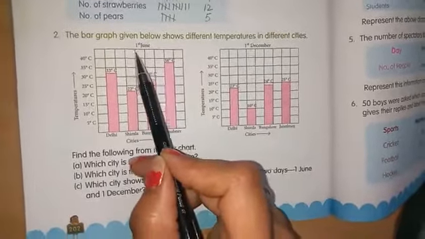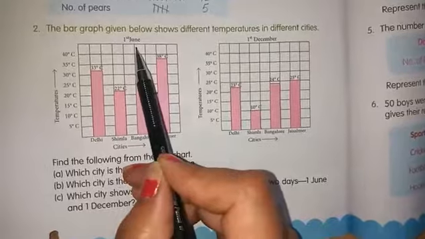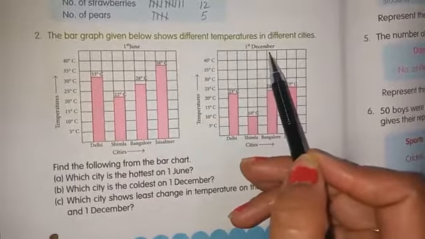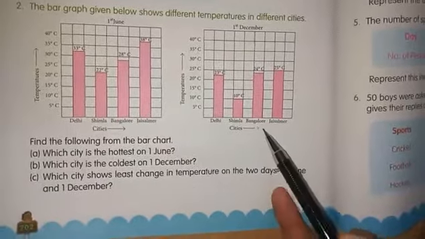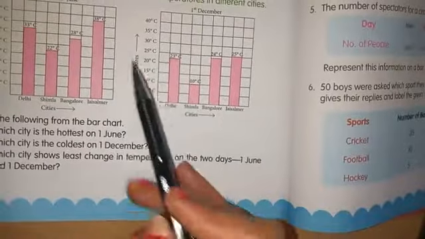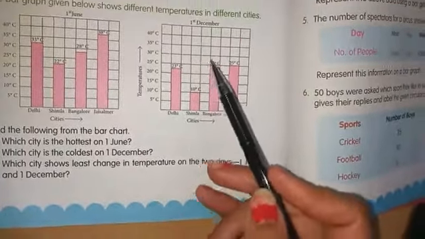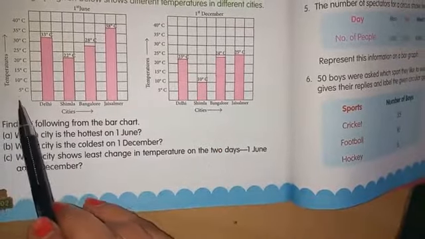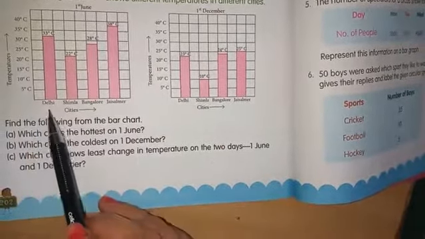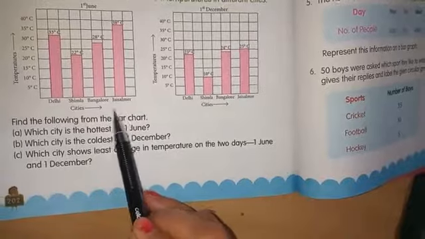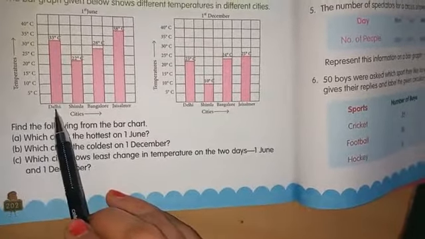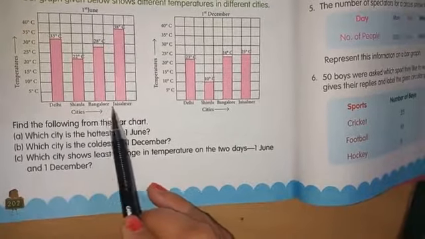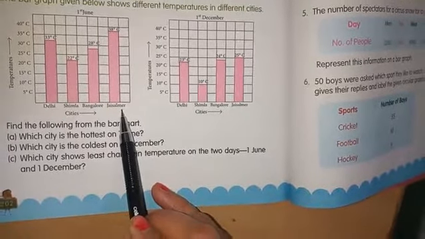There is given temperature of 1st June and of 1st December. There are 4 cities, the same 4 cities, and the 1st June and 1st December temperatures are given here. So there is temperature and there is name of cities. Okay, so we'll give title also like this. The cities are Delhi, Simla, Bangalore and Jaisalmer.